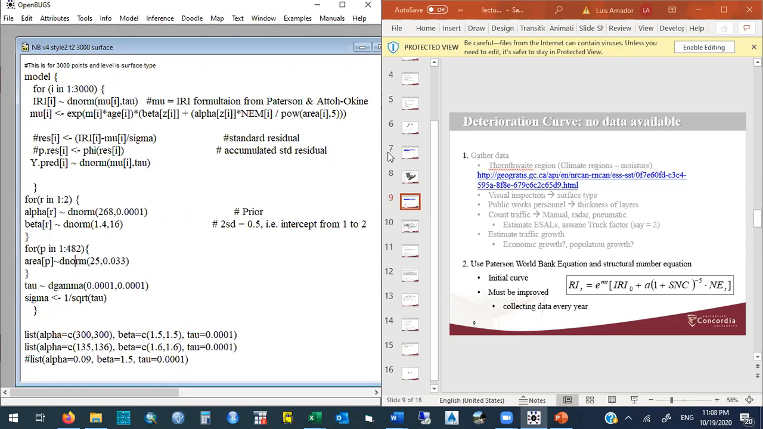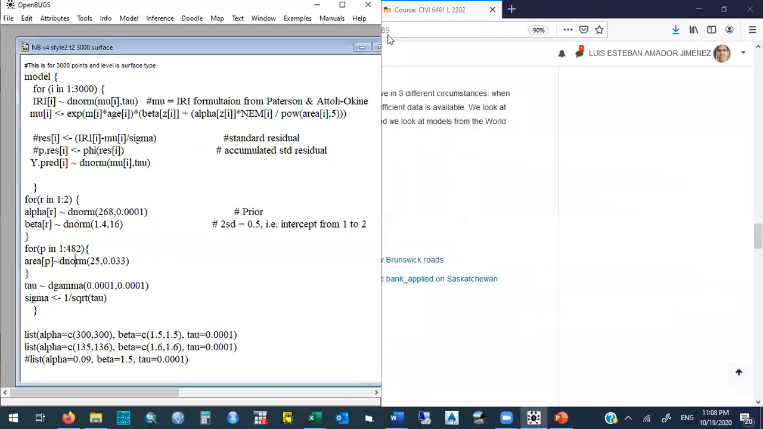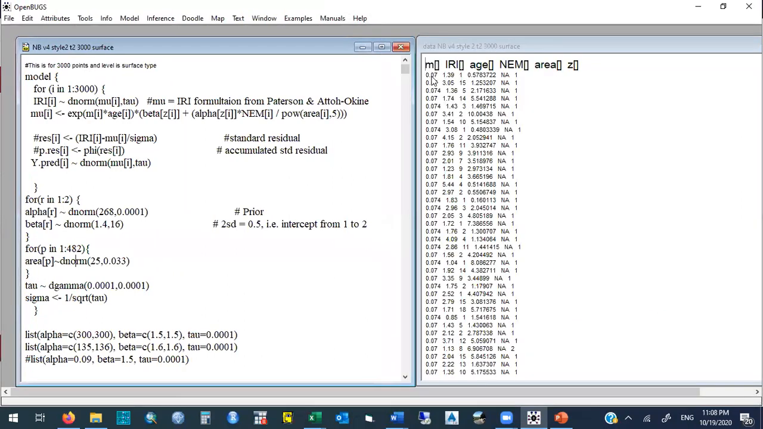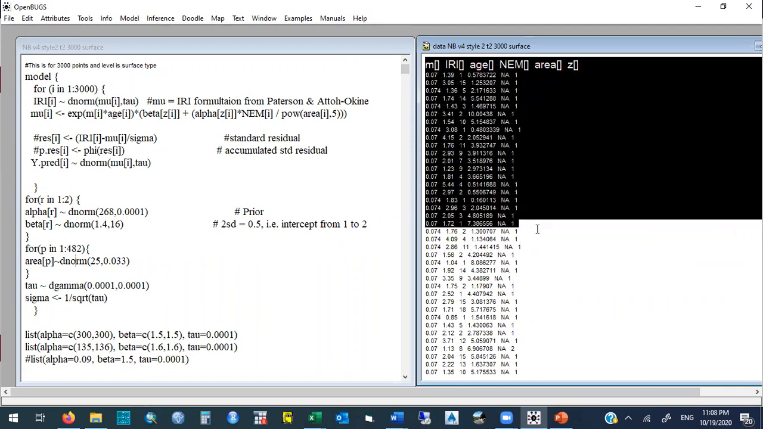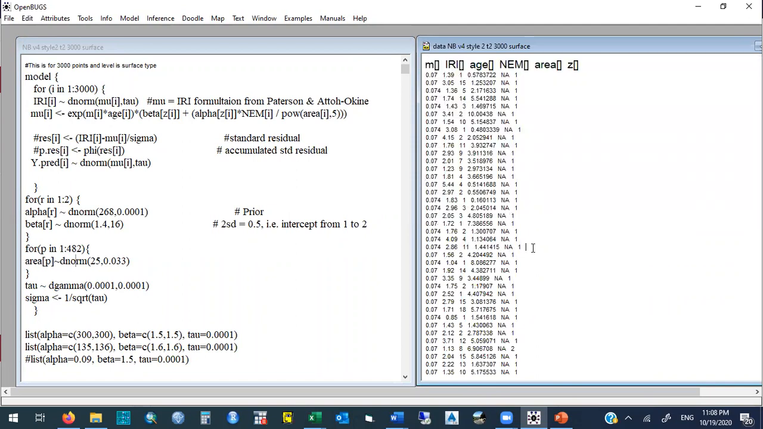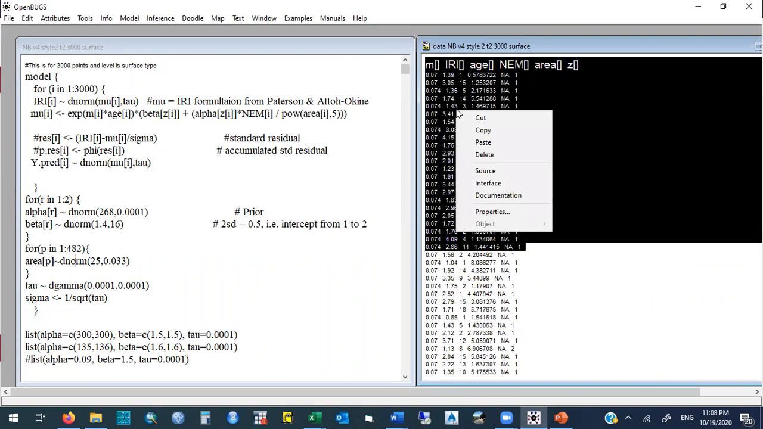Typically, when you have a long data set and in your data set you are missing values, you simply remove them. Do you see this NA? That means I don't have the value for this. And maybe zoom. Let me try to increase the font.